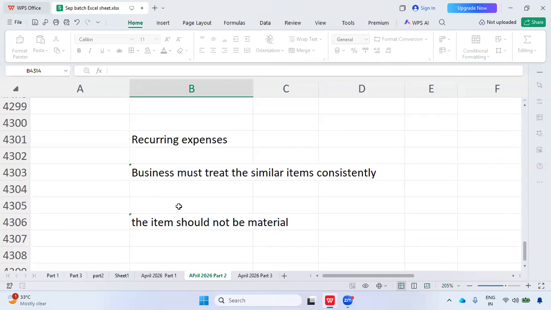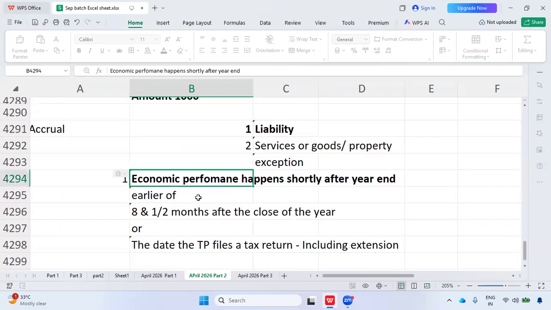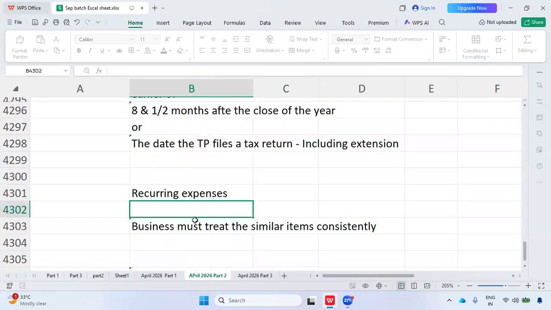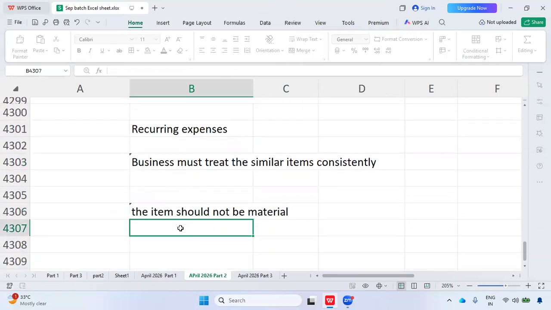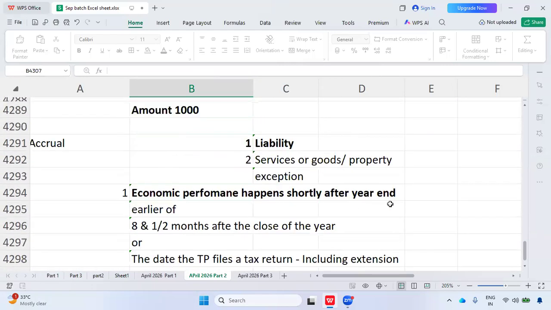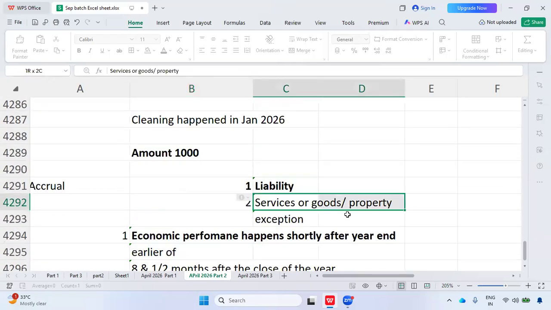So here we need to see all these tests. First, economic performance happens shortly after the end of the year, the earlier of these two dates, and it should be recurring and similar. We must follow the same treatment for other similar business items consistently. Let's say in 2025 we follow this method and in 2026 we do not. Will the IRS allow that? No, we should follow it consistently. Also the item should not be material. If yes, then we can skip this economic performance rule and claim it as an expense in 2025. We need not wait for 2026.